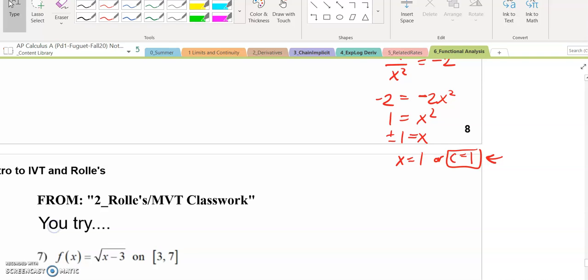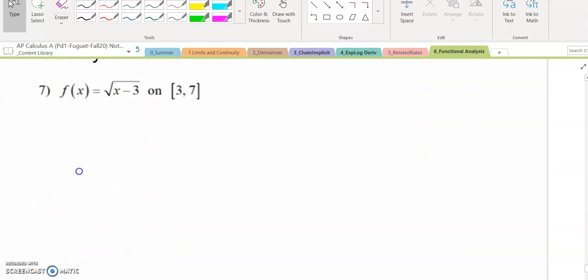Last example for you on this video is going to be this one here with a square root. Go ahead and try this out and unpause when you're ready.